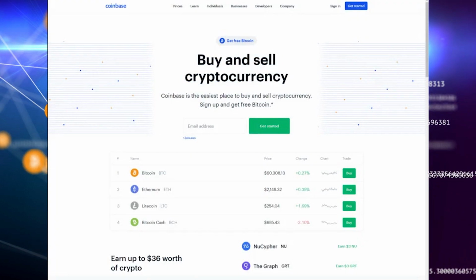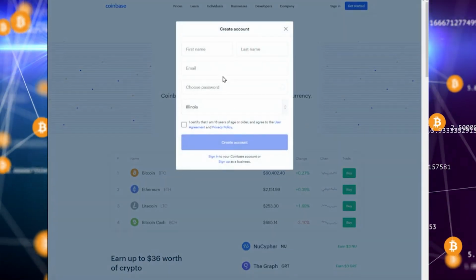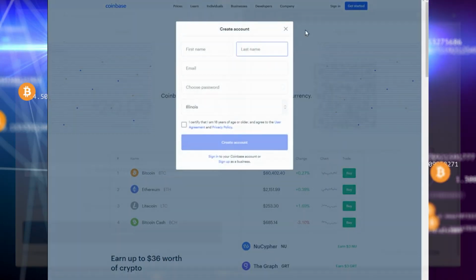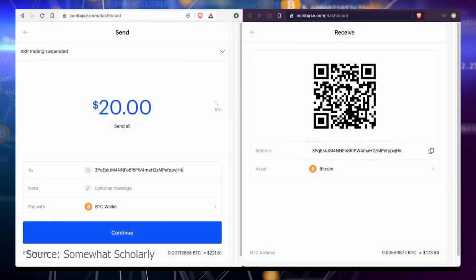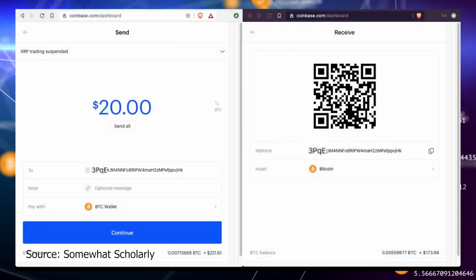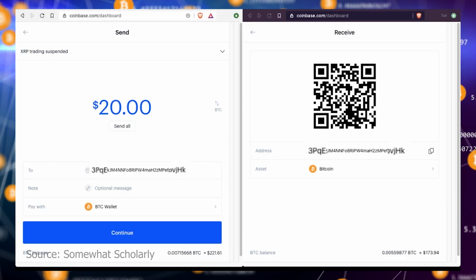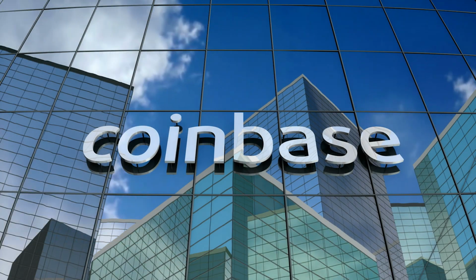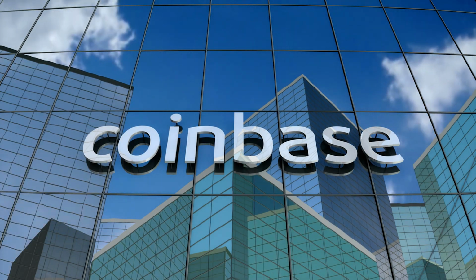Coinbase hosts something called a hot wallet. This means you can access your Bitcoin at any time via the web. With Coinbase, you can withdraw your Bitcoin onto another Bitcoin wallet as well, so you know you're buying genuine, real Bitcoin and cryptocurrencies.